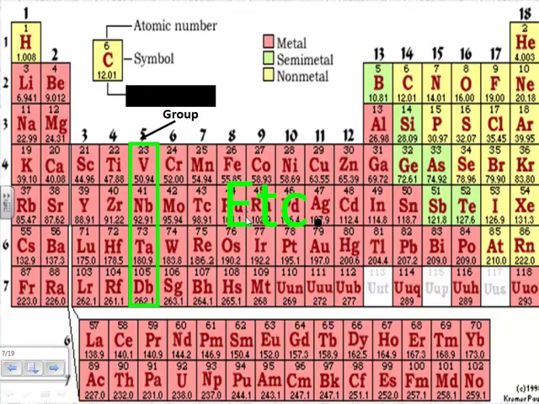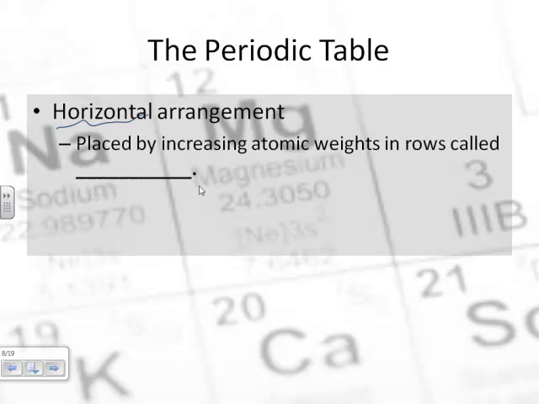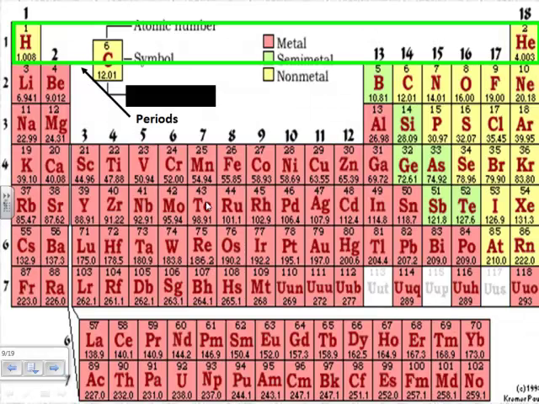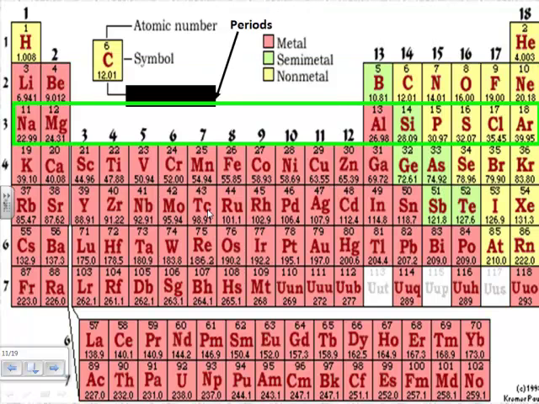And we'll move on to going side to side. Horizontal arrangement means side to side, right? So what do we call the rows? We call them periods. If it's up and down, it's called a group. Side to side, it's called a period. For example, period 1, period 2 starts with lithium, period 3 with sodium.